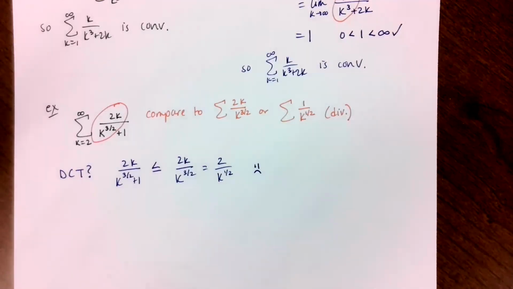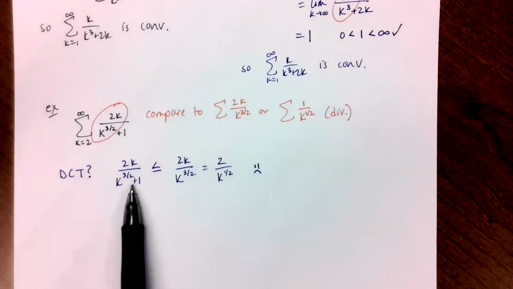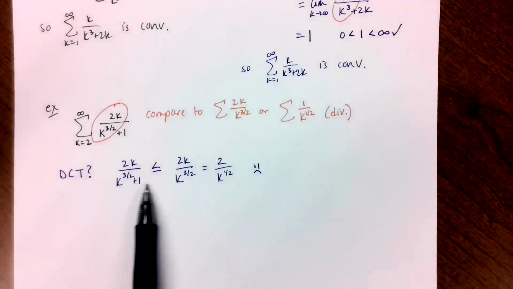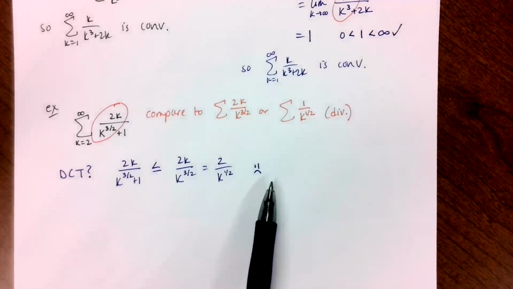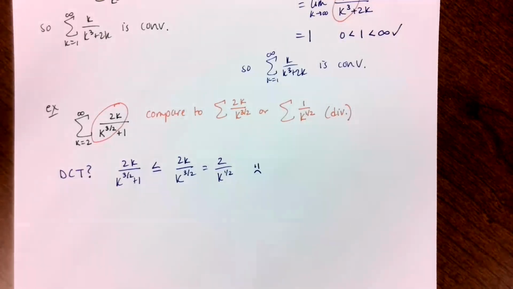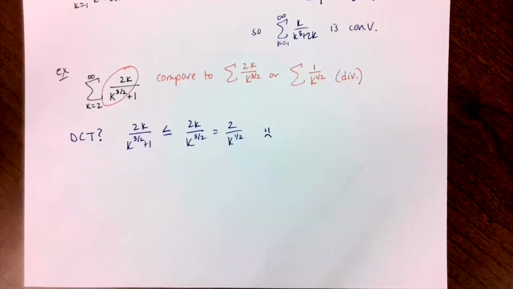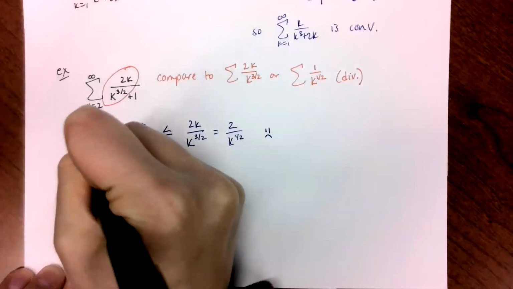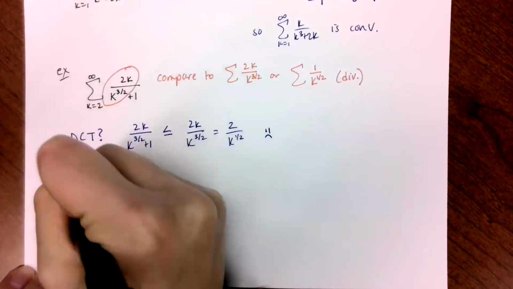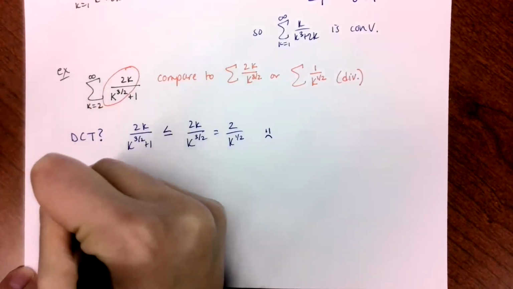I will mention before I continue though, if this was a -1 right here, the inequality would go the other way and the direct comparison test would be successful. Okay. So this means that the limit comparison test is the only one that's going to get us all the way there. So we'll say limit comparison test. And we'll jump right into computing our limit.